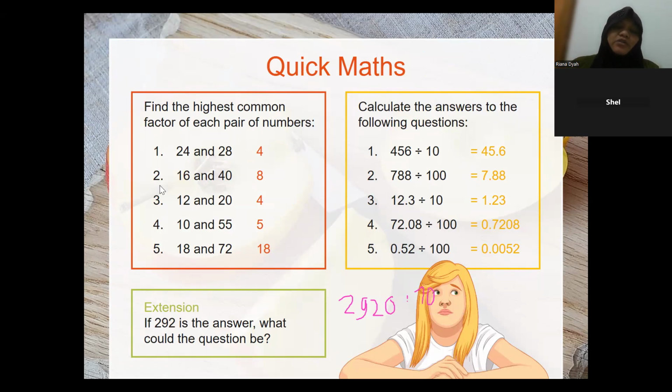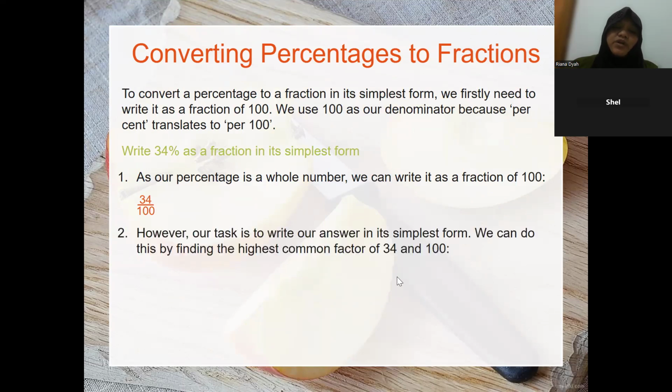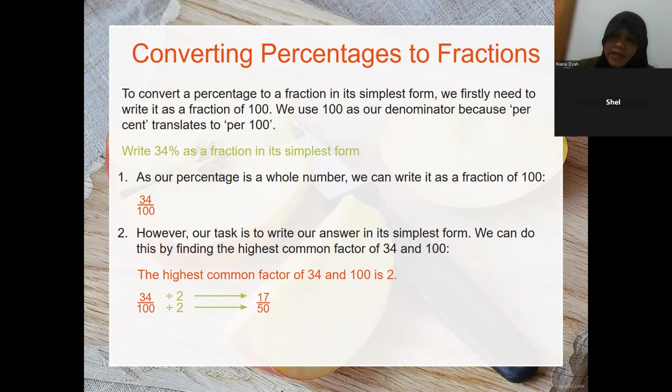First, we need to write 34% as a fraction in its simplest form. As our percentage is a whole number, we can write it as a fraction over 100. For example, 34 out of 100. However, our task is to write our answer in its simplest form. We can do this by finding the highest common factor of 34 and 100. The highest common factor of 34 and 100 is 2. So we divide both of them by 2. Numerator divided by 2, denominator also divided by 2. So we find the number is 17 out of 50.